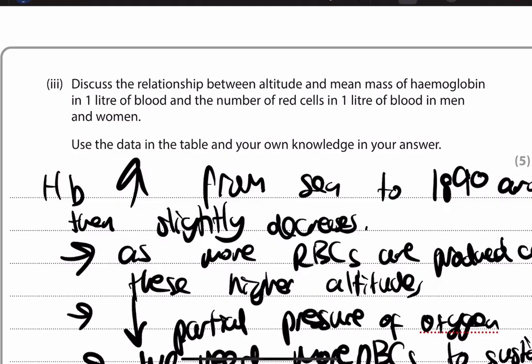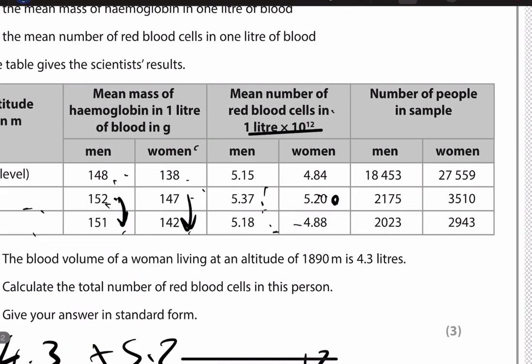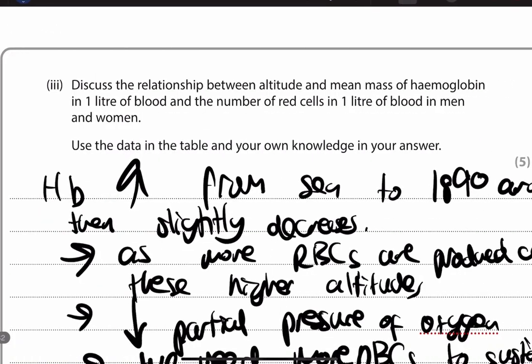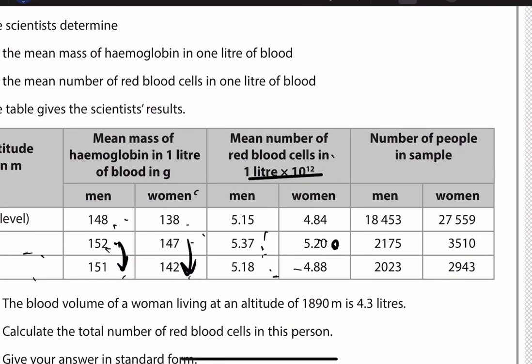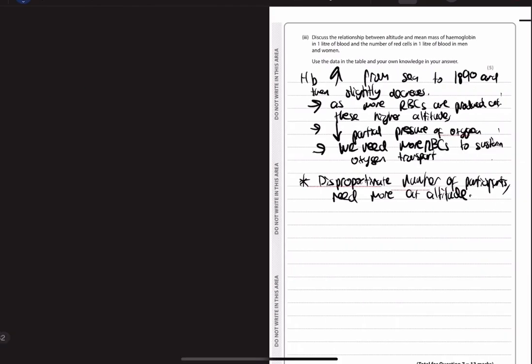Yeah, men and women. Okay, we haven't talked about gender differences. If you want more points, I think we've already reached 5 marks, which is why I'm not writing anything else down. But in terms of the differences, we're tending to see that men have more hemoglobin and more red blood cells at basically every altitude than women. So it's suggesting that men on average have higher mean mass of hemoglobin and more red blood cells than women in general. Okay.